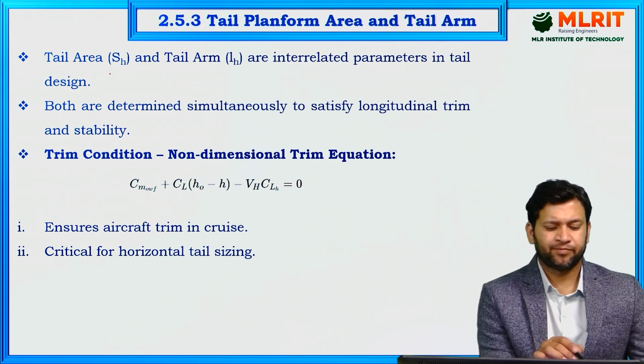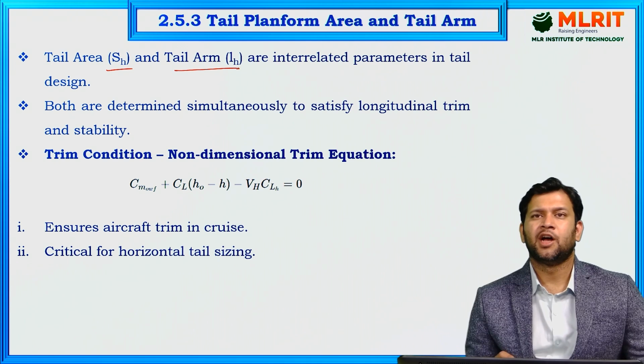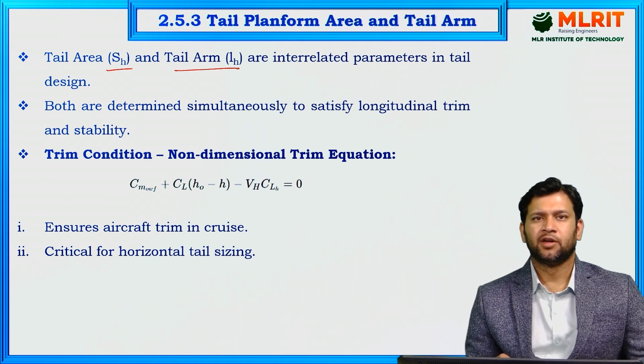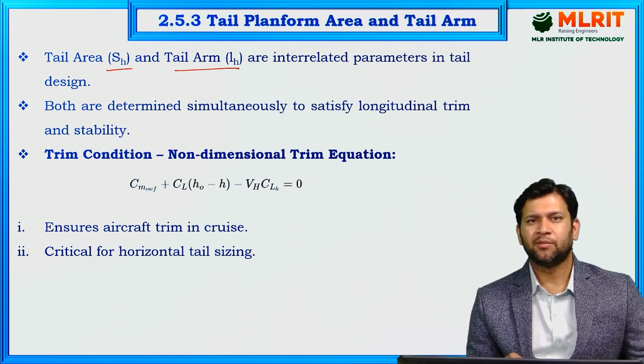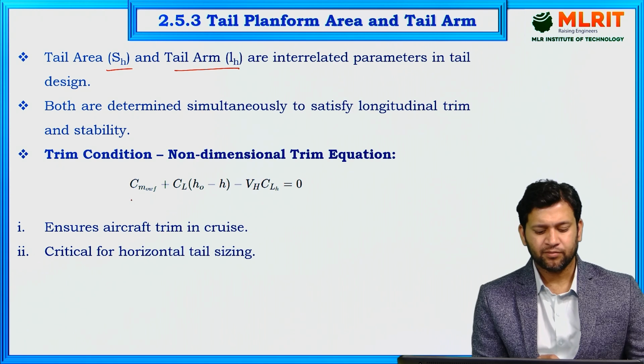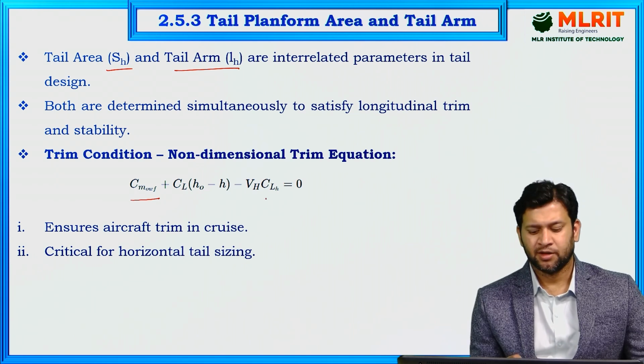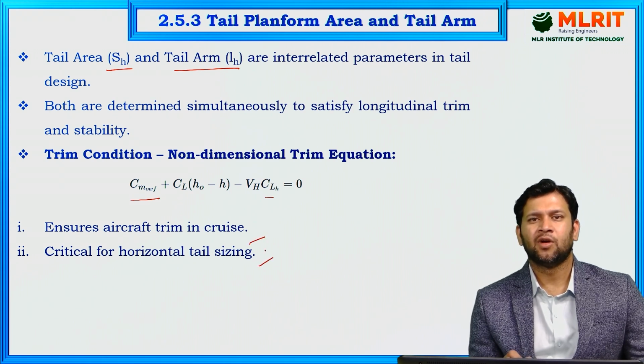Tail area and tail arm are interrelated parameters in tail design. Both are determined simultaneously to satisfy longitudinal trim and stability. The trim condition for the non-dimensional trim equation is Cm0 plus CL (h0 minus h) minus VH CLH equals 0. This equation ensures aircraft trim in cruise and is critical for horizontal tail design.